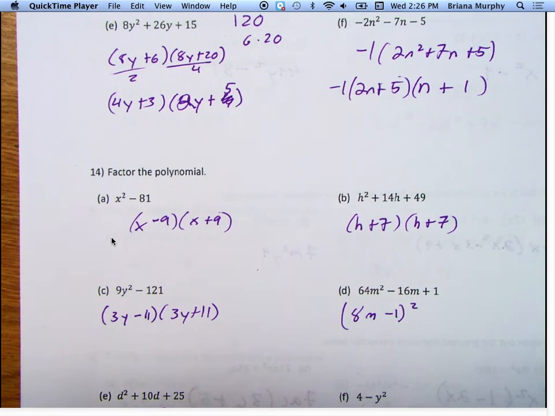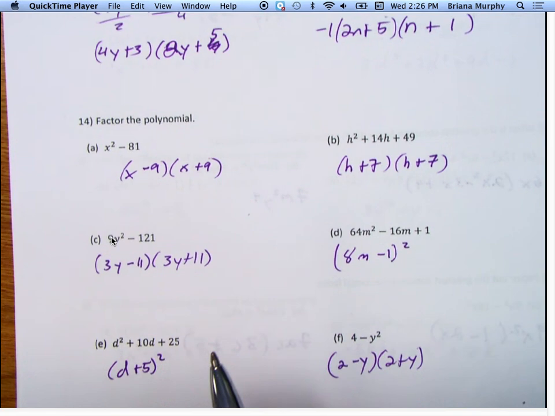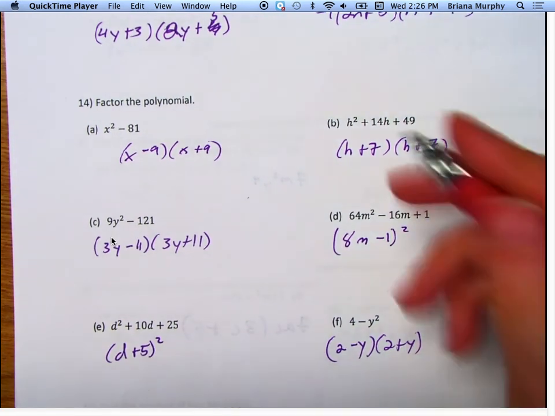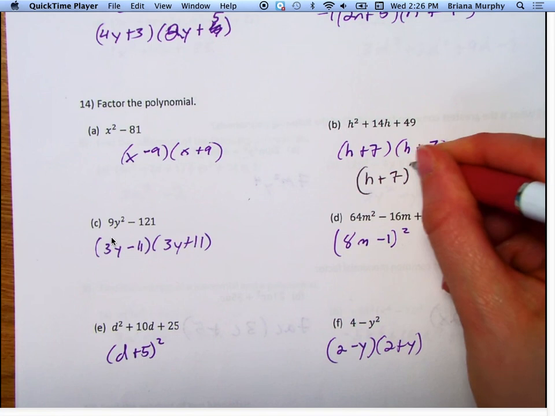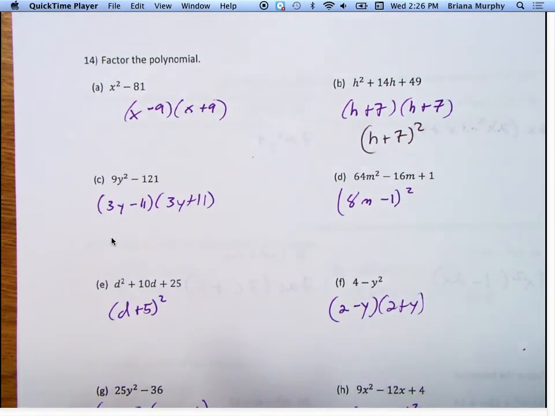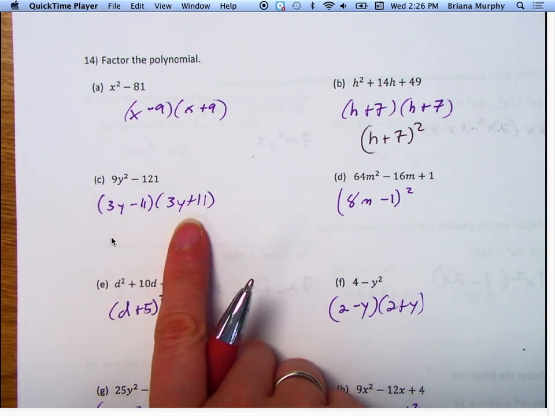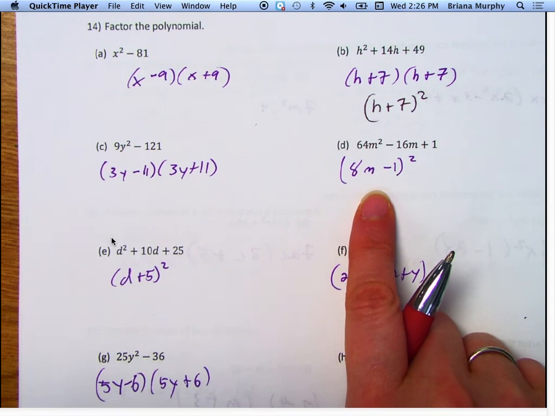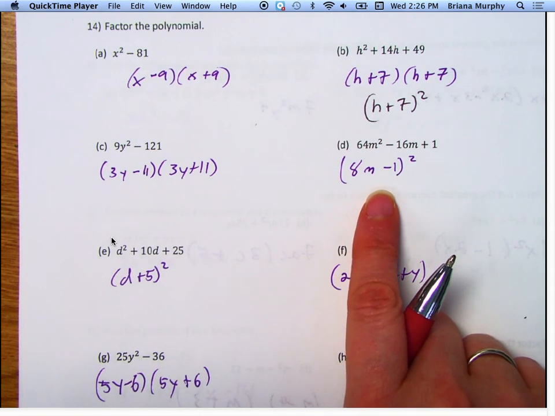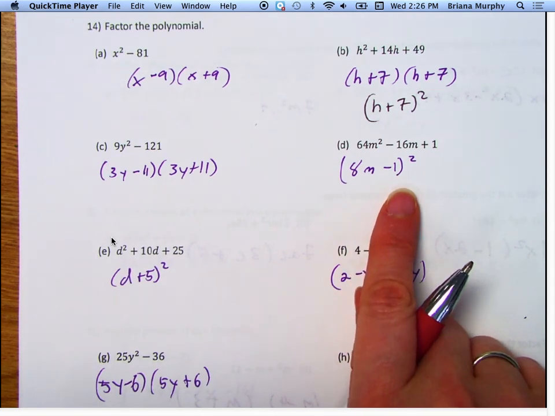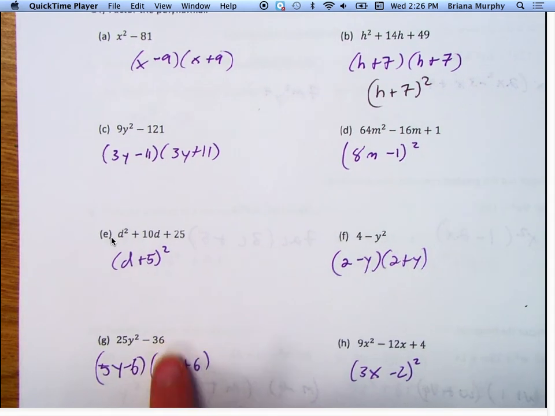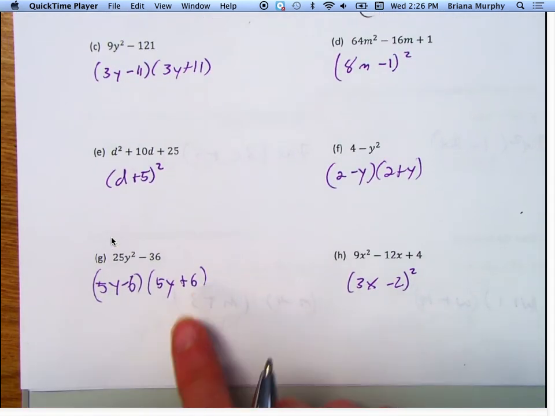A is x minus 9 times x plus 9. 14b is h plus 7 times h plus 7, or you could just say h plus 7 squared. C is 3y minus 11 times 3y plus 11. D is 8m minus 1 squared. E is d plus 5 squared. F is 2 minus y times 2 plus y.